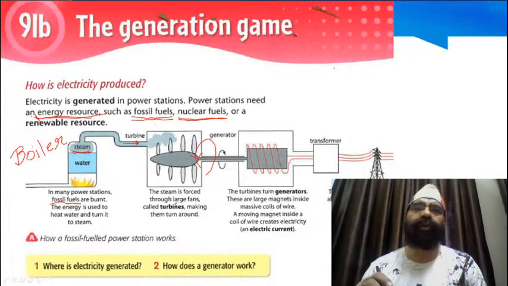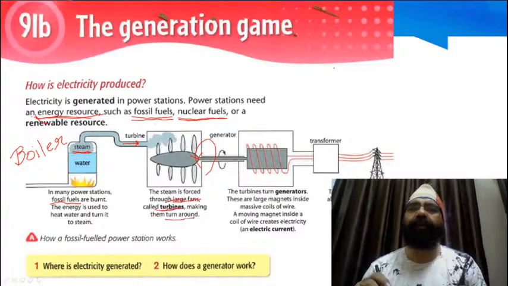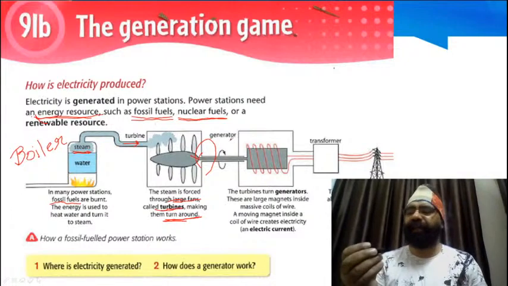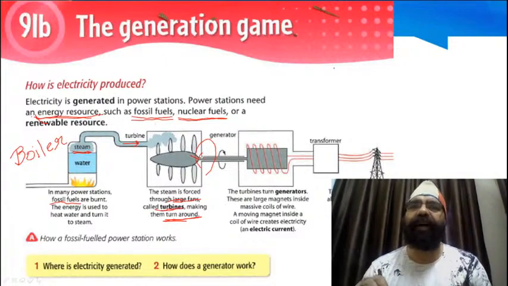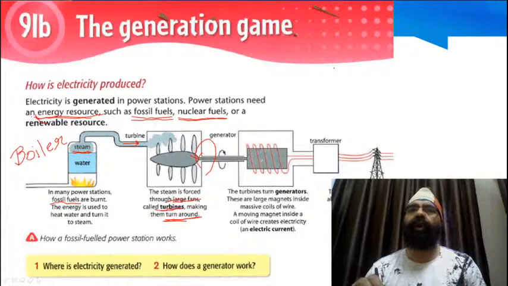The steam is forced through a large fan, which is called a turbine, and it makes them go around, it makes them spin. Now the next thing I have attached, there's an axle, a rod which is attached to the fan, and on this rod I have a copper coil wound, which has a magnetic core, and this is known as a generator.